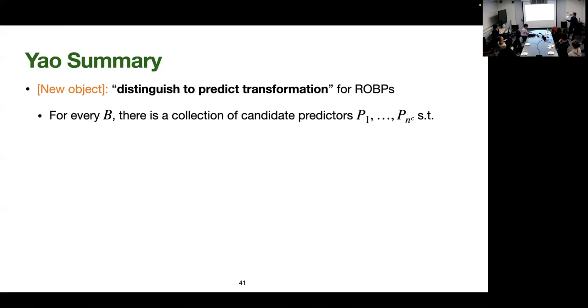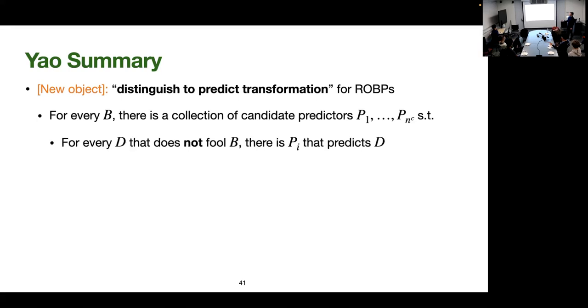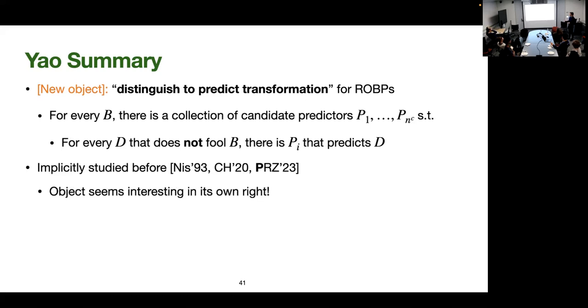But the thing that we get is actually this new object called a distinguish to predict transformation. We called it that. For every ROBP, or graph, there's a collection of these candidate predictors such that for every bad distribution, so for every distribution which fails to fool this branching program, there's some predictor that predicts that distribution. It turns out these objects have sort of implicitly been studied before in a work of Nissan and a work of Cheng and Hoza. But we pull out the definition here and give a new construction.